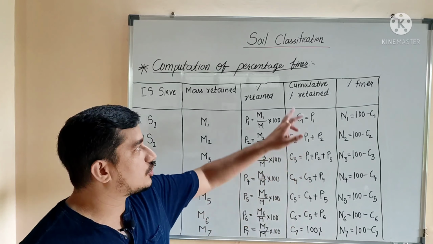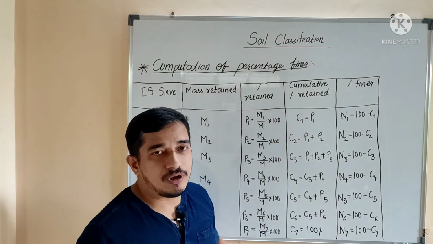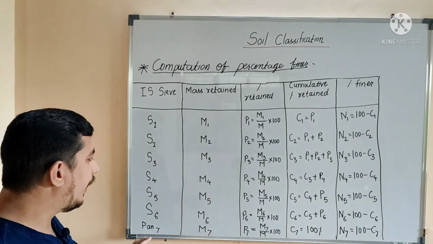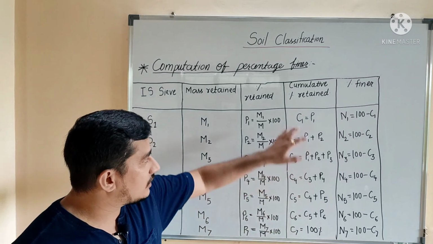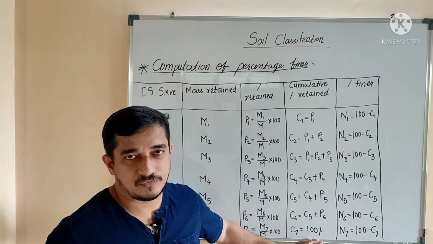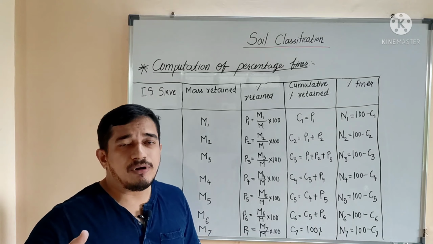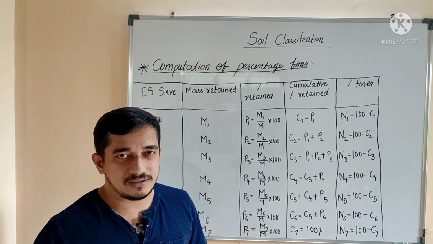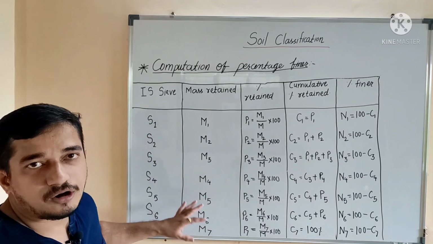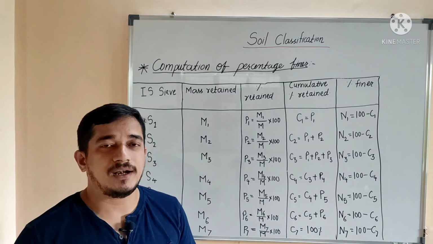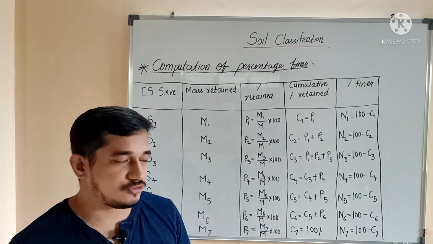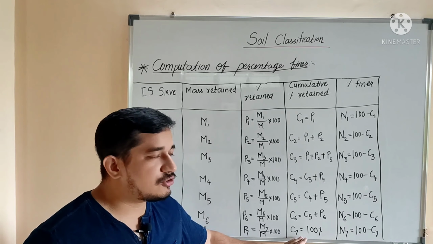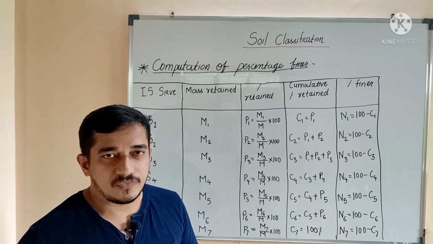While calculating this cumulative percentage retained, you will find that for the pan the cumulative percentage retained will be 100%. Why? Because it will be the addition of all the masses that have been retained on all the sieves, that will be equal to M, that is nothing but the total soil mass. So that's why the cumulative percentage will be 100%.